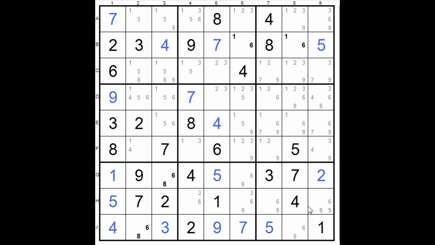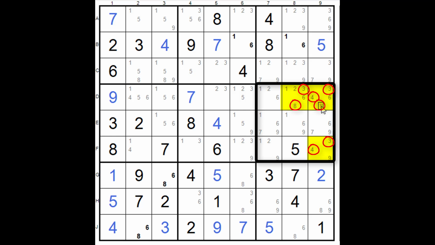This example came from littlegogs.com, and the triple is 3, 4, 8. So the 3 occurs in these three cells, the 4 occurs just here and here, and the 8 occurs here and here and nowhere else.